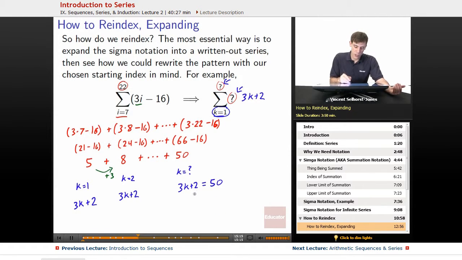So k equals question mark. We could solve for this. 3k equals 48. Dividing by 3 on both sides, we get k equals 16. So we know our upper limit is going to have to be 16.